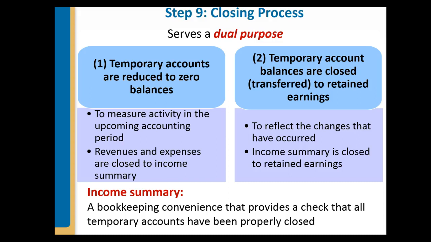the period. Sometimes we use an intermediate step to close the revenues and expenses to a temporary account called income summary, and then income summary gets closed out to retained earnings. The use of the income summary account is really just a bookkeeping convenience that provides a check that all temporary accounts have been closed out, so the balance equals net income or net loss.